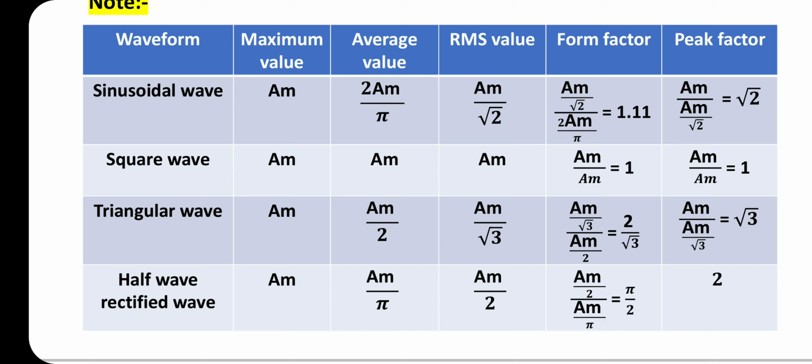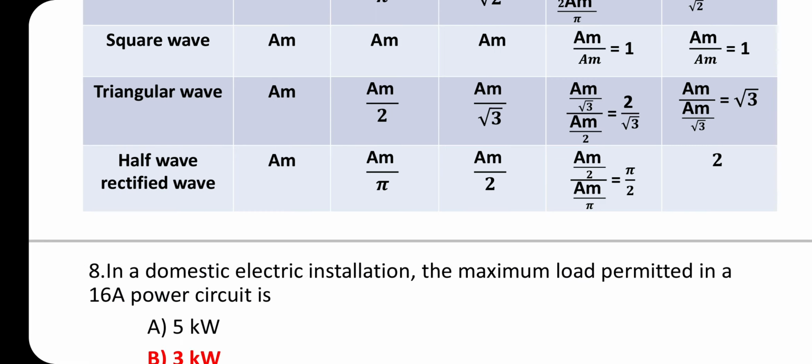For a square wave, maximum value, average value and RMS value are Am. Therefore, form factor and peak factor are 1. For a triangular wave, maximum value is Am, average value is Am by 2, RMS value is Am by root 3, form factor equals 2 by root 3 and peak factor equals root 3. For a half wave rectified wave, maximum value is Am, average value is Am by pi, RMS value is Am by 2, form factor is pi by 2 and peak factor is 2.